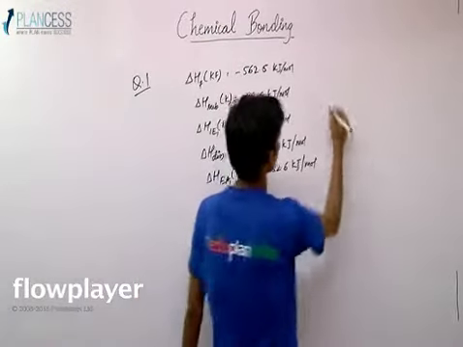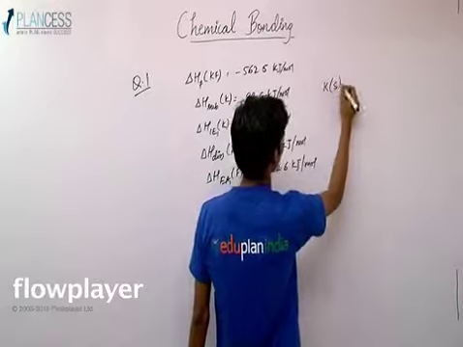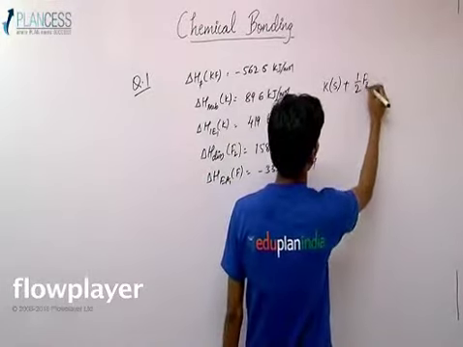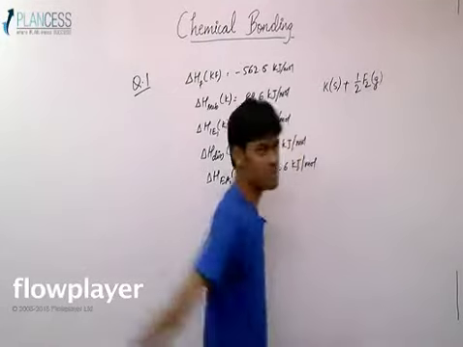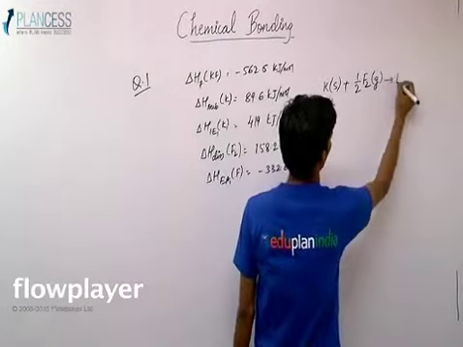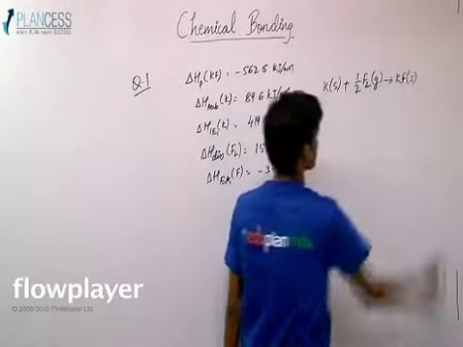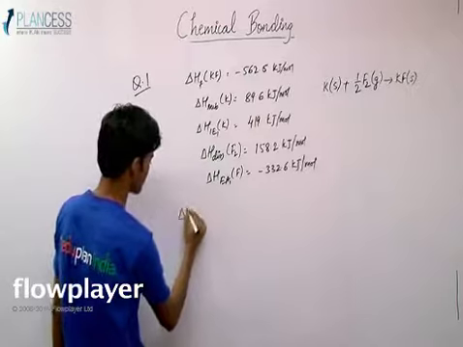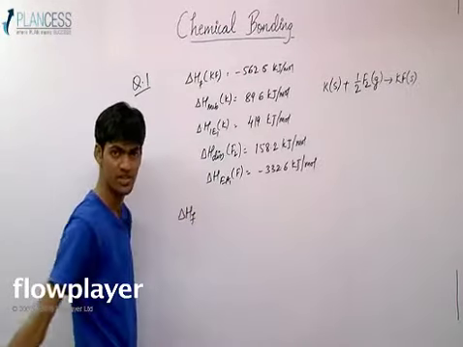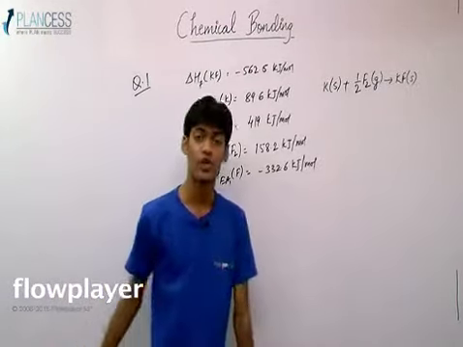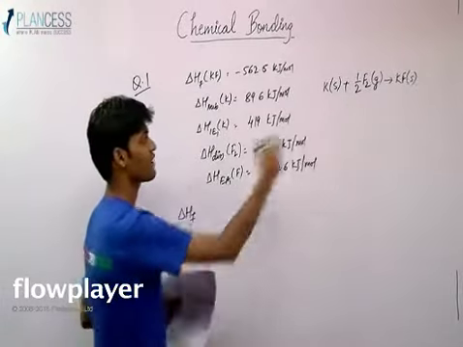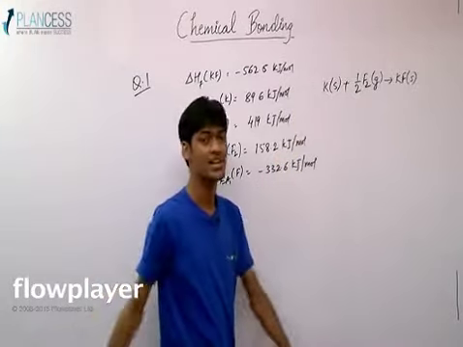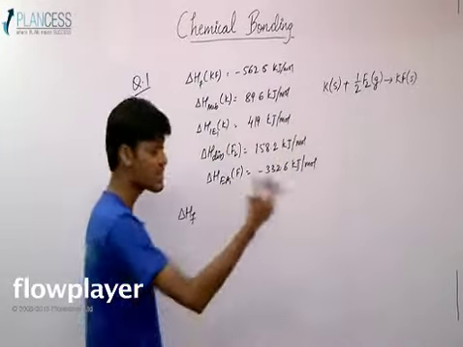So what would be the reaction? The reaction would be potassium in the solid state plus half of fluorine in the gaseous state gives KF in the solid state. Fine. So what would be the equation? It would be delta HF, that is the overall net enthalpy change. I am using here Hess's law of constant heat summation, that is, the net enthalpy change of a reaction is always equal whether it takes place in one step or in several steps.